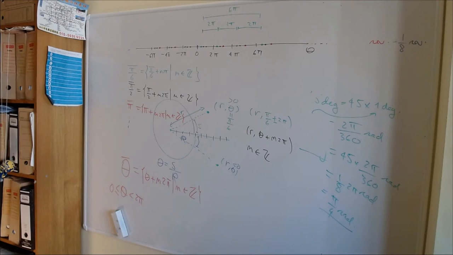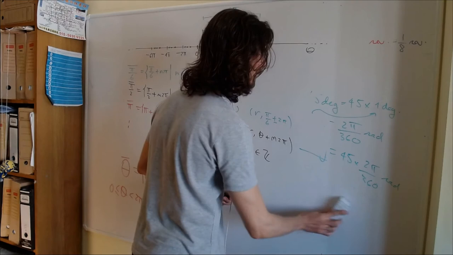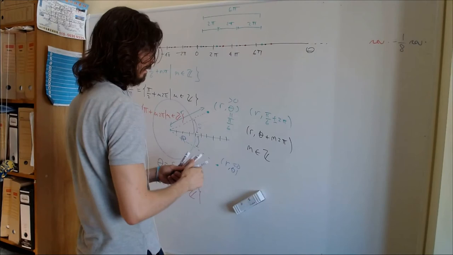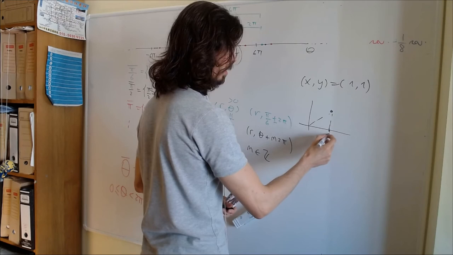Let me just give an example. By the way, I forgot to give an example of this. Let's just give an example. An easy example, for you to see how polar and Cartesian coordinates are related. If you have the xy point equal to 1, 1, how does it look? It looks like this. This is 1, this is 1, okay?